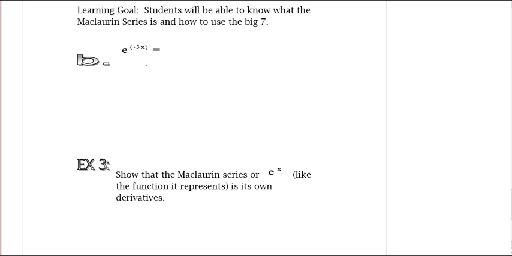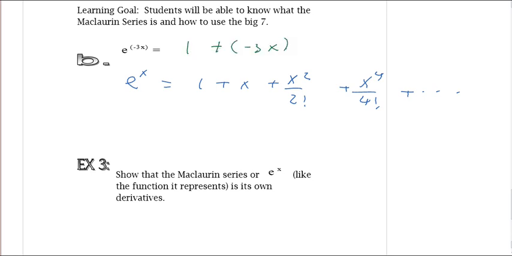If I write out e to the x really quickly, I can do this problem. So it's 1 plus x plus x squared over 2 factorial plus x to the 4th over 4 factorial plus dot dot dot. And so all I would do here is replace x with negative 3x. So that would make 1 plus negative 3x plus negative 3x squared over 2 factorial plus negative 3x to the fourth over 4 factorial plus dot dot dot. Okay, now we have time for the big one.